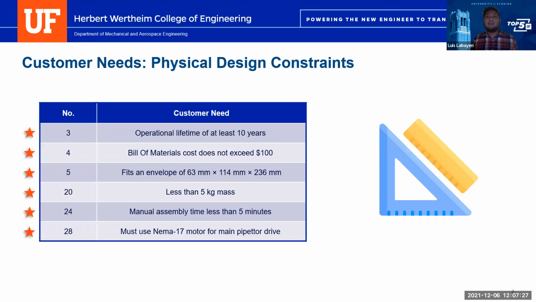And finally, our pipette needed to satisfy several physical design constraints. In addition to establishing an operational lifetime of at least 10 years, the total bill of materials cost needed to not exceed $100, and it had to fit within a specified volumetric envelope. It had to weigh less than 5 kilograms with its manual assembly time kept under 5 minutes. It was also required to use a NEMA 17 motor for the main pipette drive.